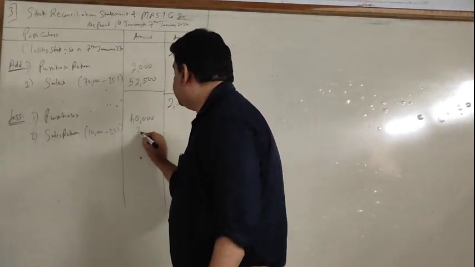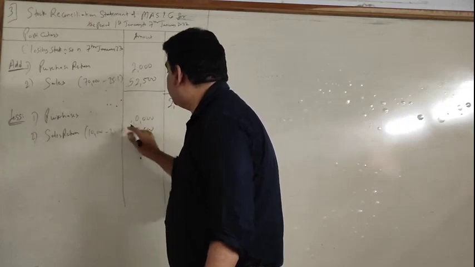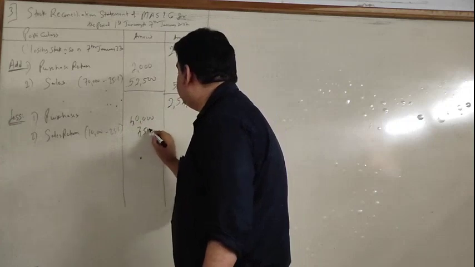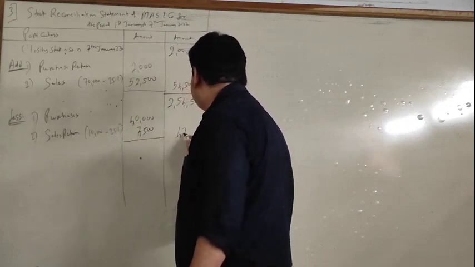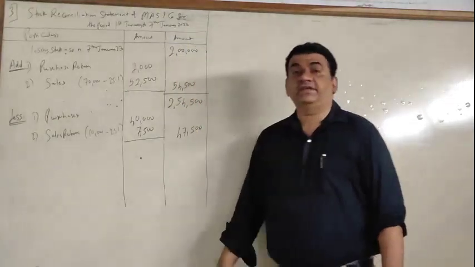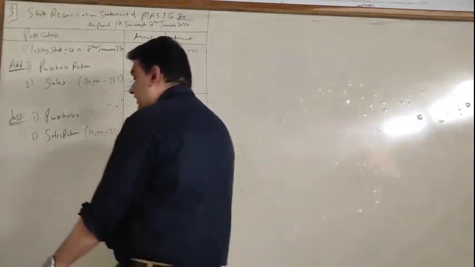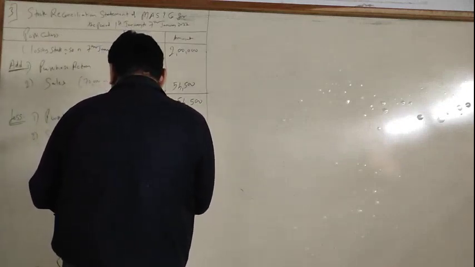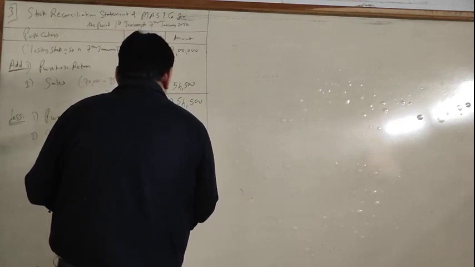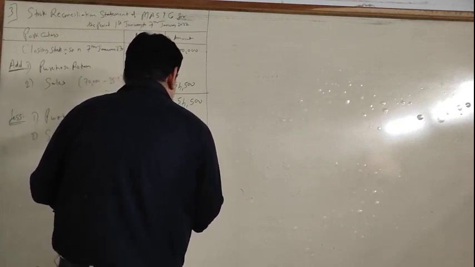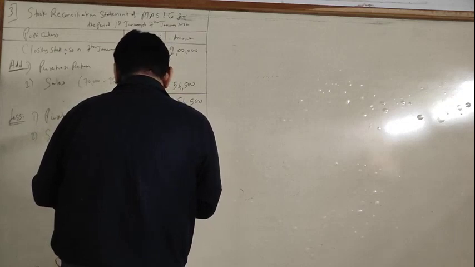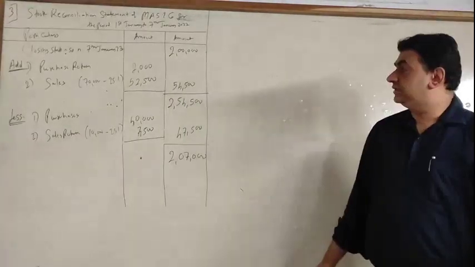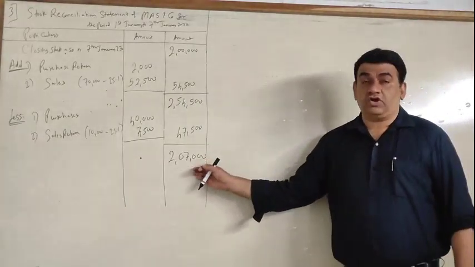Therefore, my sales return here is 7,500. So 40,000 plus 7,500 gives you 47,500. Okay, that's it. Take the total, 254,500 minus 47,500, 2,07,000. Now listen, 2,07,000 is my closing stock.